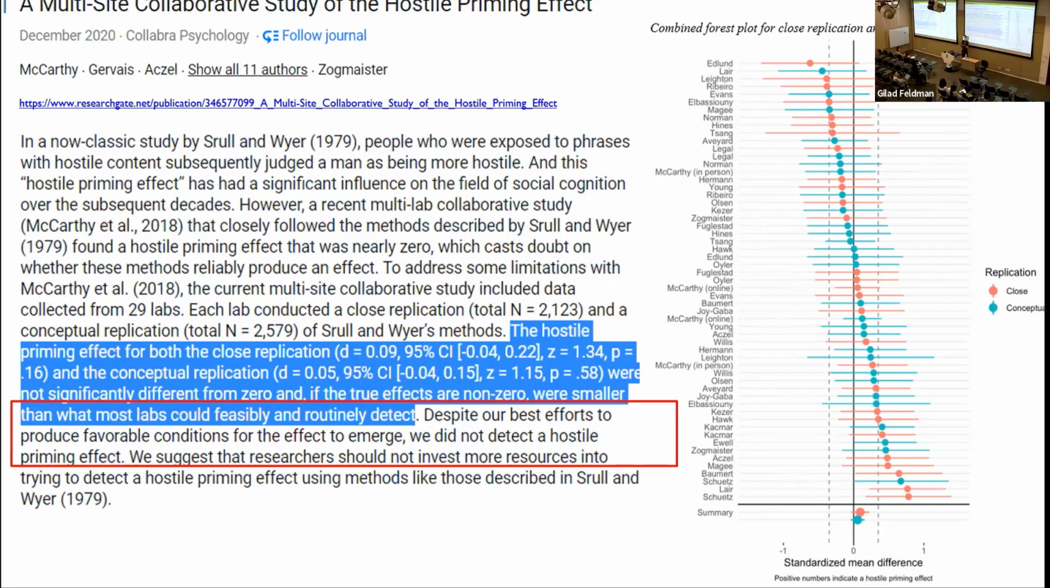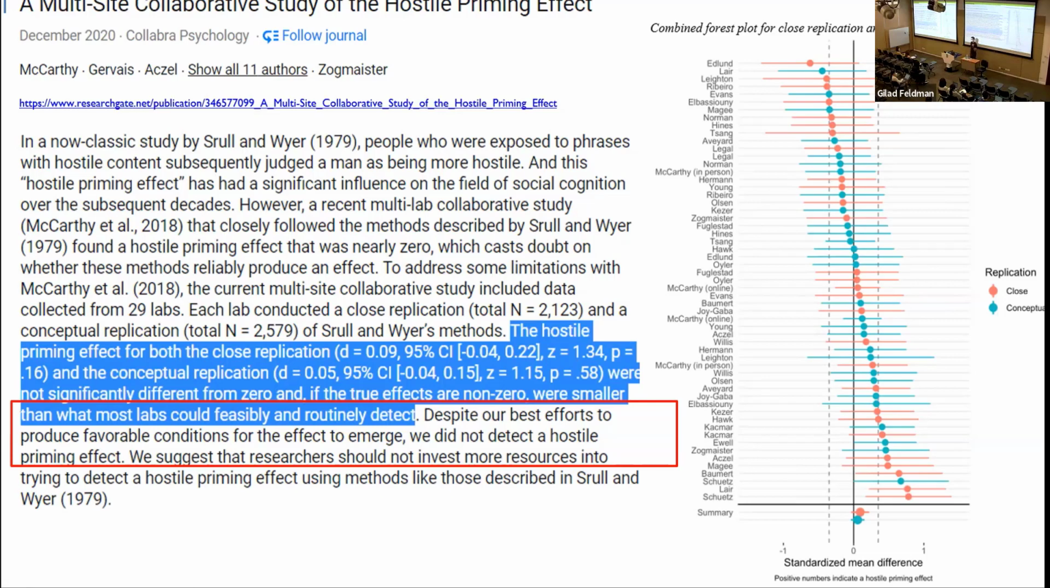So much money and time and resources wasted on this, only to show that the hostile priming effect for both the close replication and the conceptual replication were not significantly different from zero. So you can see that after something is published, especially in Science and Nature and JPSP and Psychological Science, it's very, very difficult to get that kicked out of the literature.